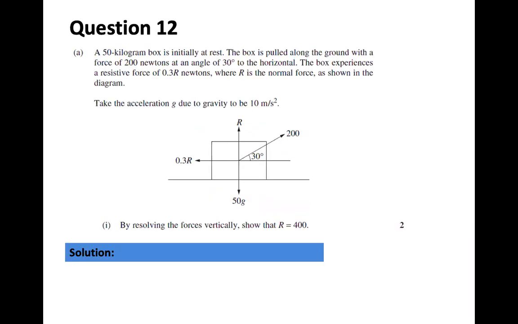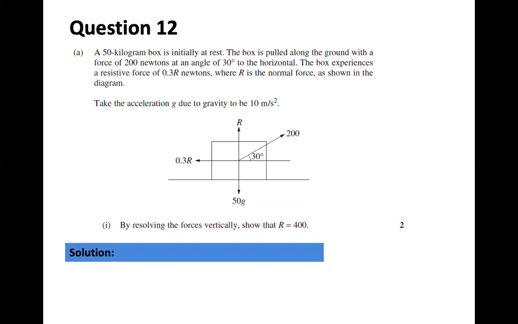Starting with question 12, what I'm going to do is run through each of the questions by showing you the solution and then talk about some of the common mistakes and errors for each part of the question. So, for example, question 12A, this is the question here.